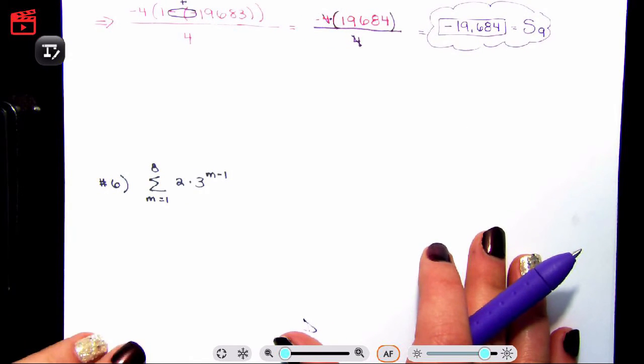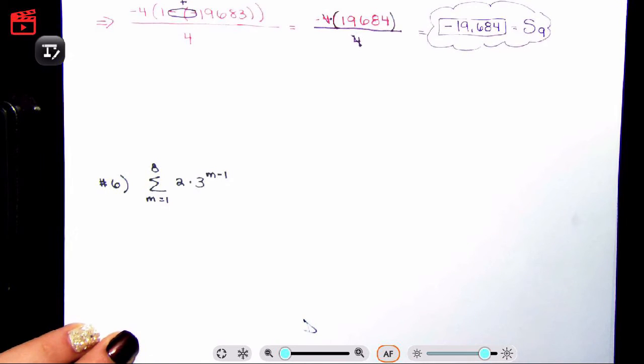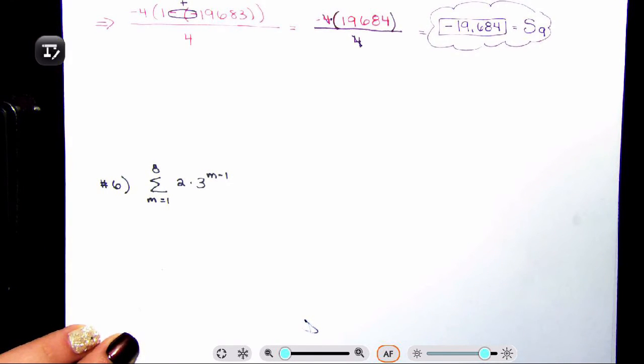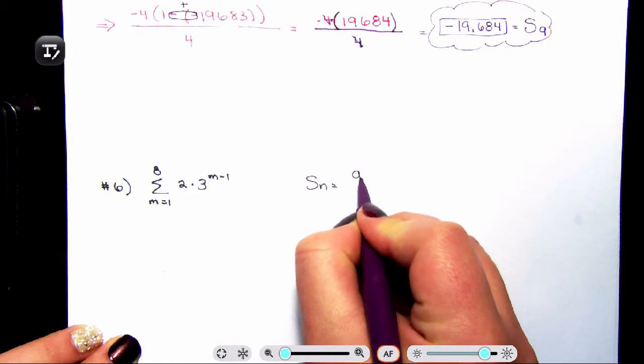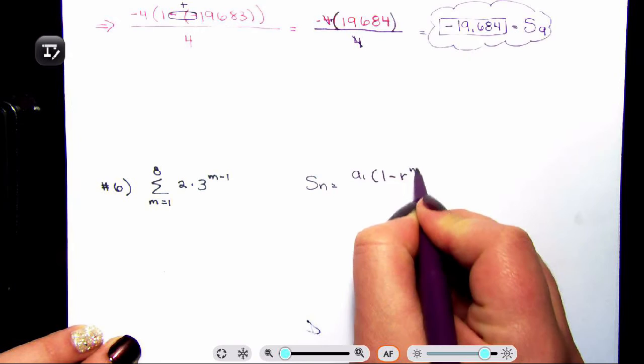This example gives us this same thing. We are evaluating the geometric series. In this case, they do give us the format in a summative format with sigma. Same thing, we're going to write the formula. S sub n is equal to a sub 1 times 1 minus r to the nth power.